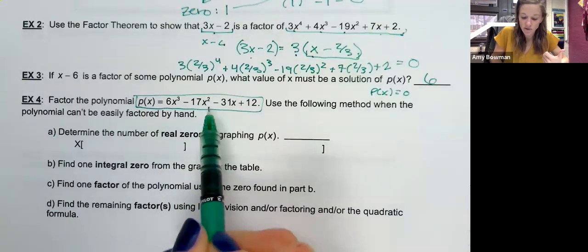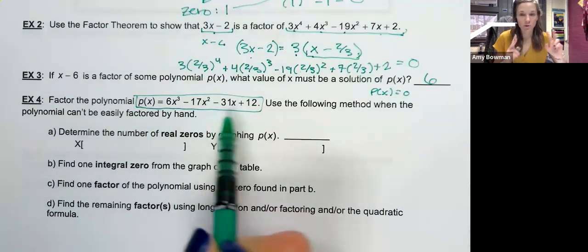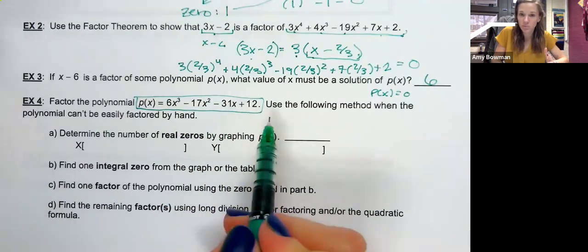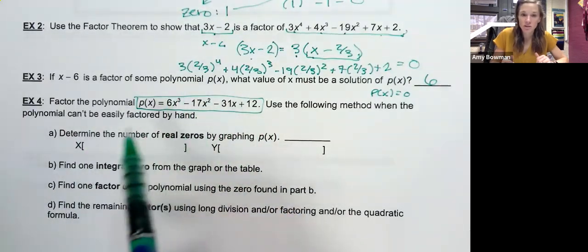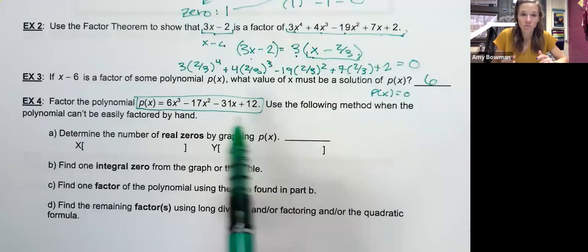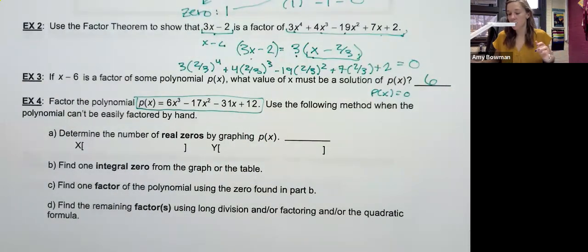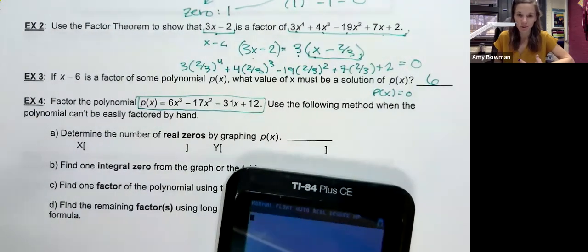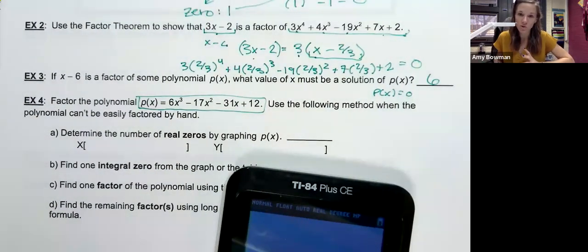I can't use factoring by grouping or chunking because I don't have any common factors in each group. We just don't have a strategy for this. So when we're factoring polynomials that we don't know a strategy for, we can use any zeros from the graph. So we can use zeros from the graph to build the factors.